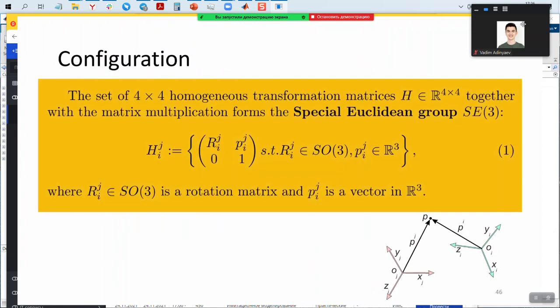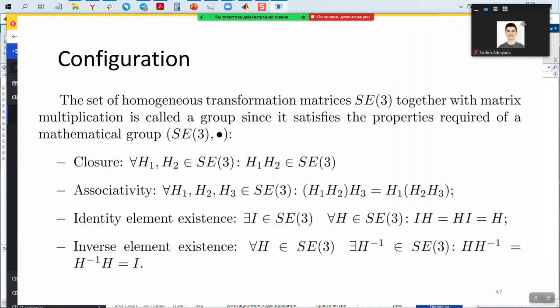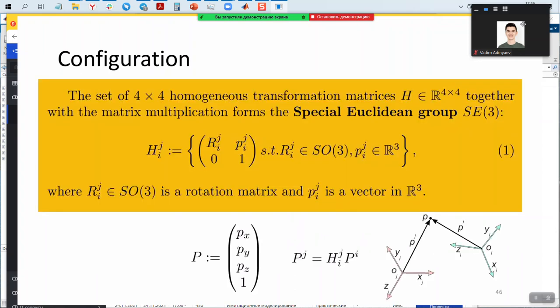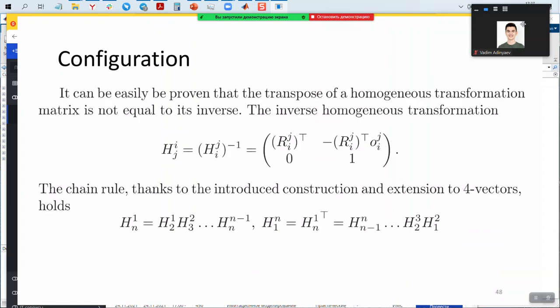And actually it's also a group. So we know what a group is. It's the same stuff as with the rotation matrix, but now it's called the special Euclidean group, not orthogonal but Euclidean. It's also a group since all those properties of closure, associativity, identity and inverse element hold, right? And special, why? Because you can also take a time derivative of this group. The inverse is not a transpose anymore, it's a different structure. Here you can see an equation for how to compute an inverse.